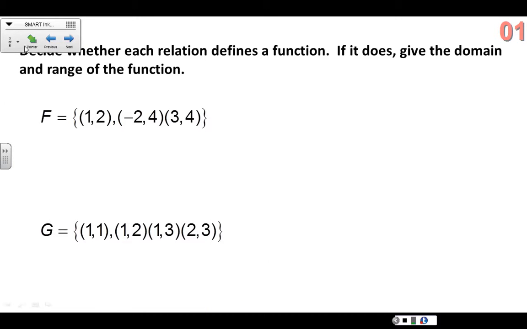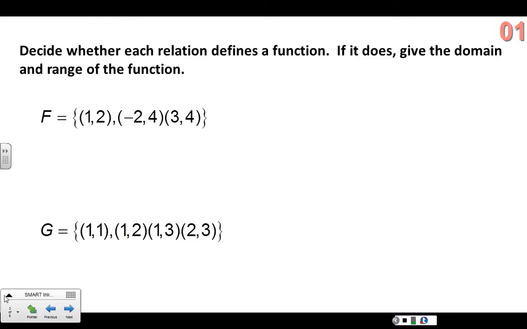Now in the instructions here, it says decide whether each relation defines a function. If it does, give the domain and the range of the function. Now, for a relationship to be a function, what you have to keep in mind is if you have x values, they're all different. For this set of points in f, your x values are 1, -2, and 3. Notice that none of the x values repeat themselves. Therefore, we know that this is a function.